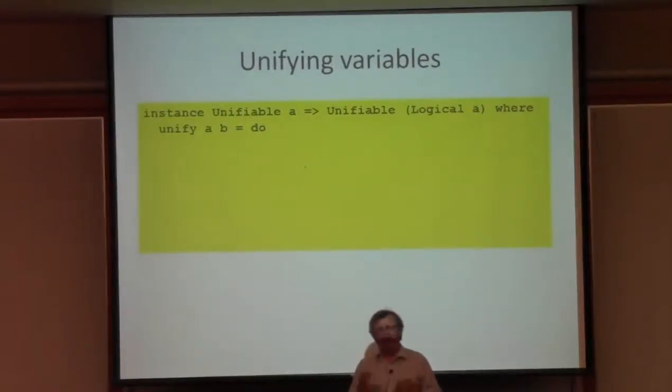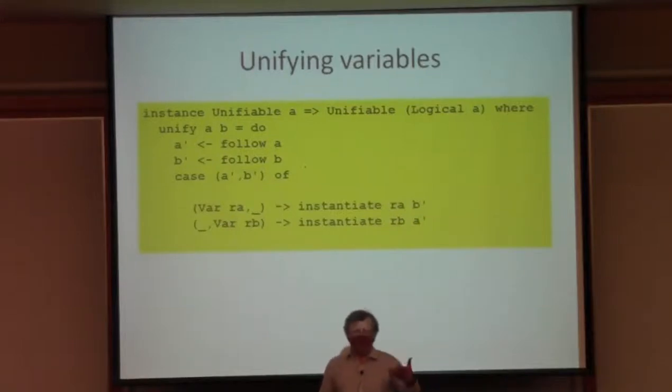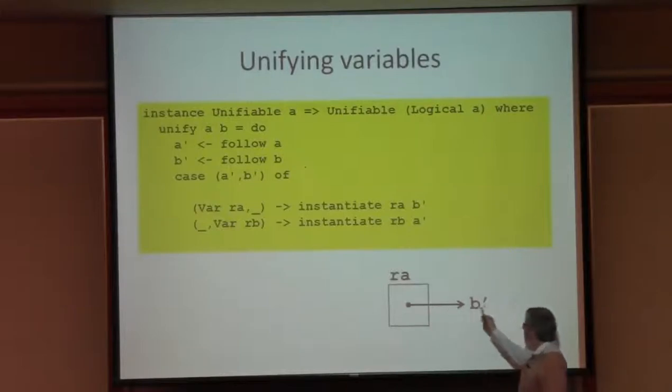Here's the interesting case. How do we unify two variables? Okay, so if we're given a and b, and we need to make them the same, first of all, we must follow them. Both a and b could be the beginnings of chains, and we need to follow to the end of the chain, and then that's where we look for values or make instantiations. Once we've followed, we have to inspect them, and if one of them is a variable that contains no value, then we can just instantiate it to point to the other one. And that creates this variable referring to another value.